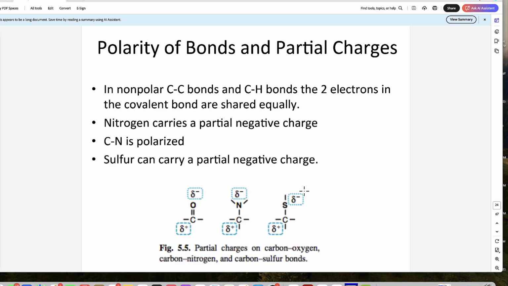Now, in a nonpolar carbon-carbon or carbon-hydrogen bond, there are 2 electrons in the covalent bond, and they're shared equally. Okay. Now, if you incorporate nitrogen, it's going to carry a partial negative charge. So, because of that, carbon-nitrogen is polarized. Sulfur, on the other hand, can carry a partially negative charge. And so, when you're looking at these different molecules here, it helps you to understand reactivity, but also solubility.